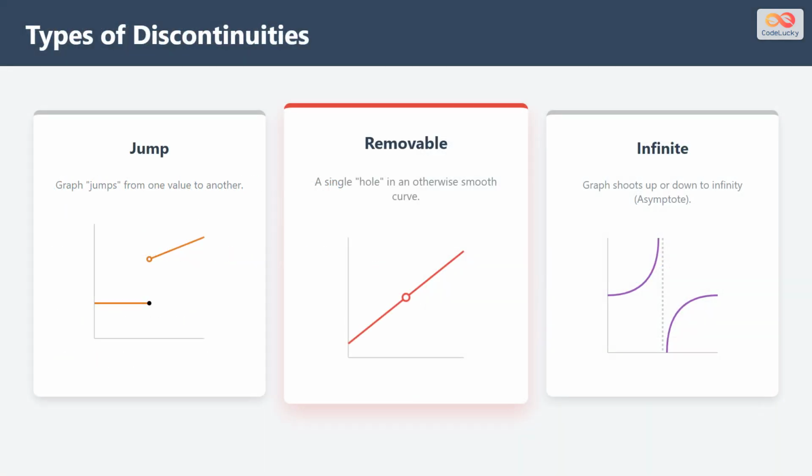When a graph is broken, we call it a discontinuity. There are three main types. First, a jump discontinuity, where the graph literally jumps to a new height. Second, an infinite discontinuity, where the graph shoots up or down forever near an asymptote. And third, the one we are focusing on today, the removable discontinuity. This looks just like a normal smooth curve, except for a single missing point.